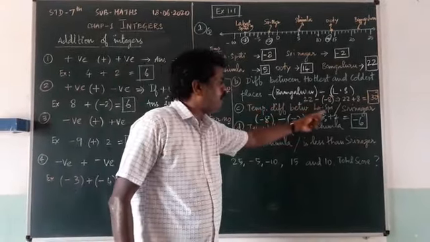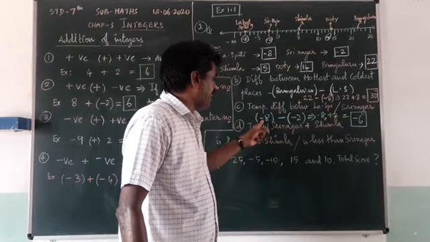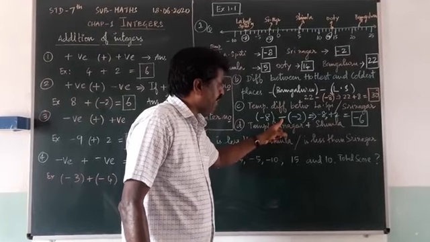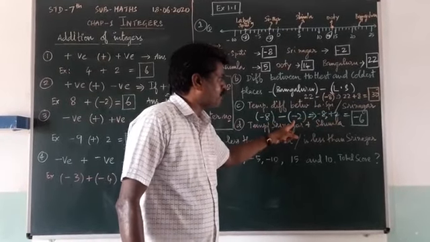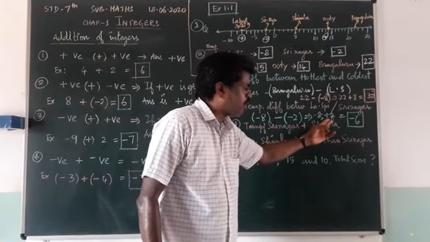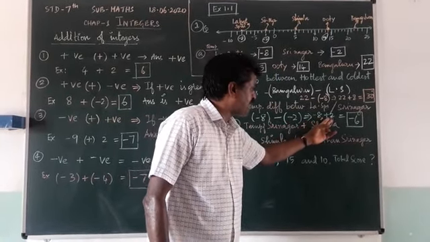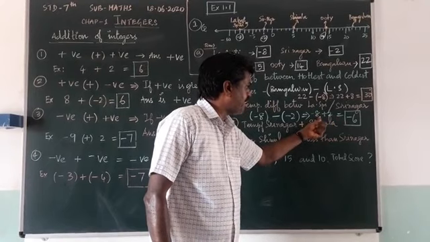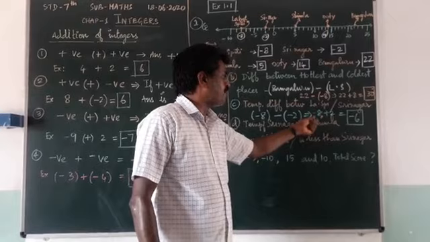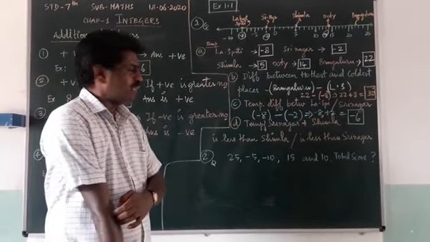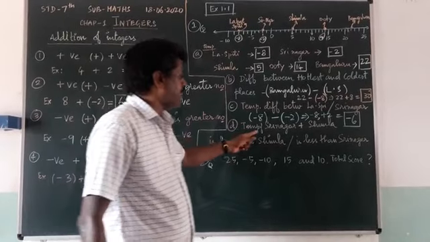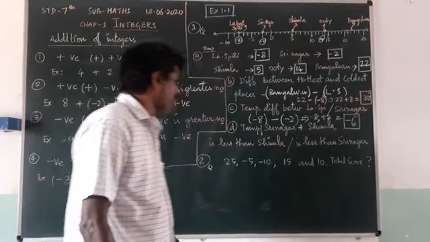Understood? I'll repeat it. Temperature difference between Lahul Spiti and Srinagar. -8 is Lahul Spiti; difference means minus. Srinagar temperature is -2, so I am writing -2 here. Minus of -2 will become positive. So -8 plus positive 2. The negative number is greater, so take the negative number minus 2 and you will get 6, with the negative sign. So -6. Understood?